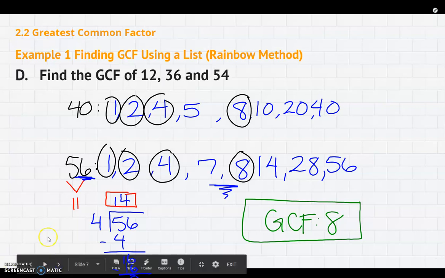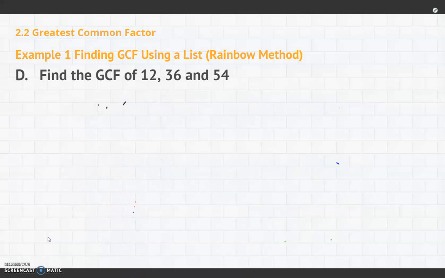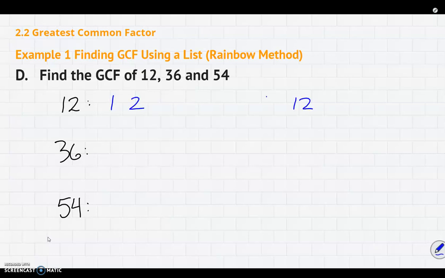And finally, my last example here, I am now finding the GCF of 3 different numbers. So this works essentially the same with one key idea. 12, 36, and 54. Okay, I'm going to list my factors of 12. Well, that's 1 and 12, 2 and 6, 3 and 4. And my list is complete because I've closed the gap between 3 and 4. There's no other numbers between 3 and 4 that I could test.